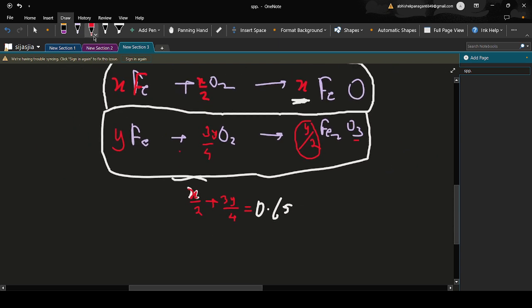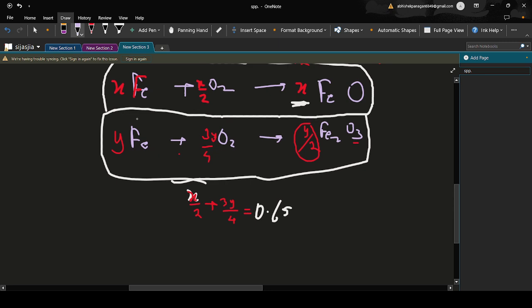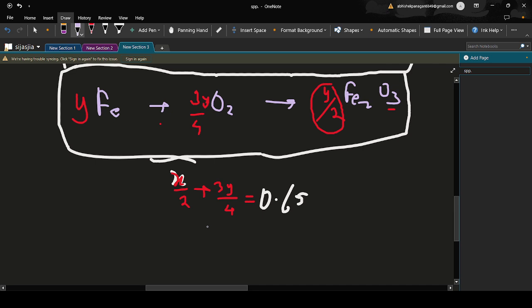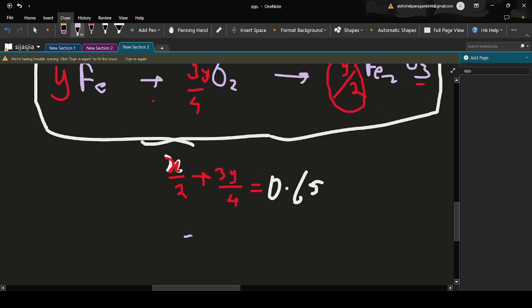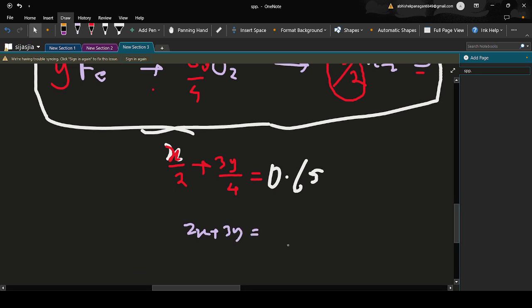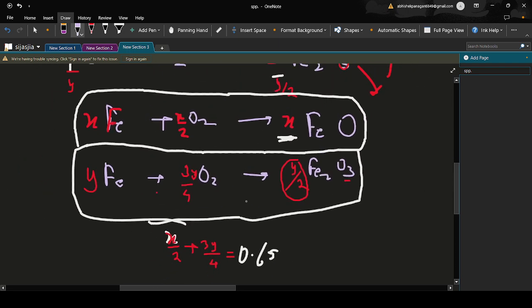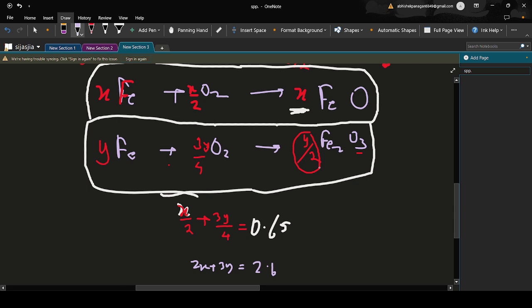And next, if we go for the other one where we get x plus y, let's simplify this one. We get 2x plus 3y is equal to 0.65 into 4. So 0.65 into 4 gives 2.6, right? Yes, 2.6.